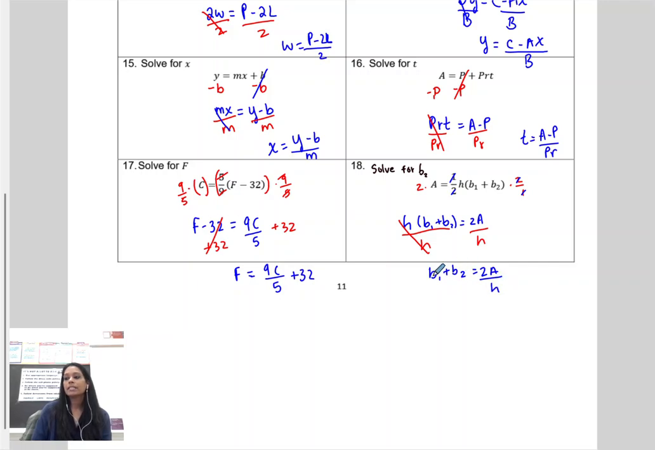And then the final step to get B2 by itself is subtract out the B1. So B2 equals 2a over h minus B1. Okay, so that's what the answer is.